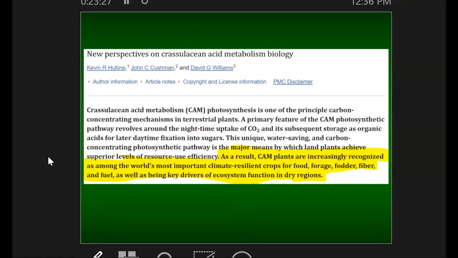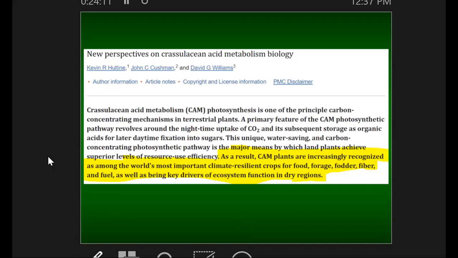The CAM pathway is actually gaining momentum in terms of, hey, maybe we could make use of the CAM pathway. Like I said, they're trying to make rice plants C4 plants. Well, they're looking a little bit more closely now at CAM. And they're saying with global climate change that we need to think about this idea and ways to solve it. And they say that they're increasingly recognized as among the world's most important climate resilient crops for food, forage, fodder, fiber, and fuel.